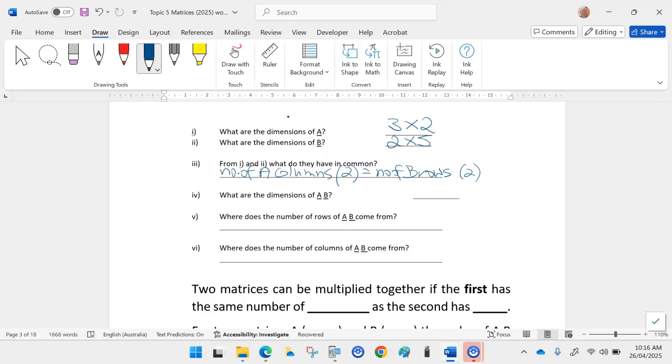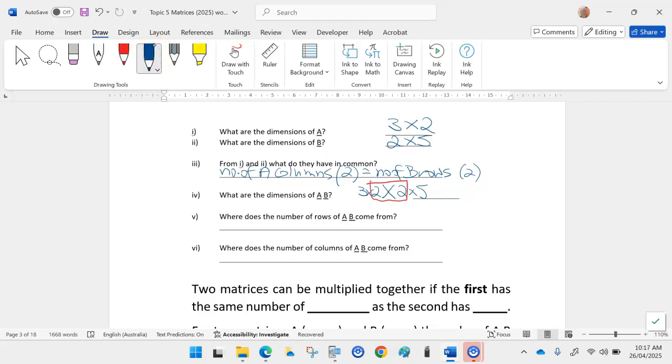As long as that happens, so if you write down the dimensions of your 2 matrices, if they share the same middle numbers, then you can multiply them together. So in this case, 3 by 2 by 2 by 5, you can multiply them together. And once you do that, the other numbers will tell you the dimensions of your product. So if I have a 3 by 2 times a 2 by 5 matrix, I can multiply them together because they have the same number of columns in the first as rows in the second.